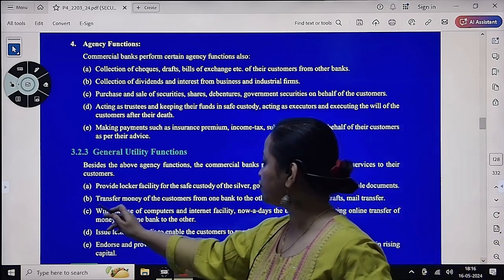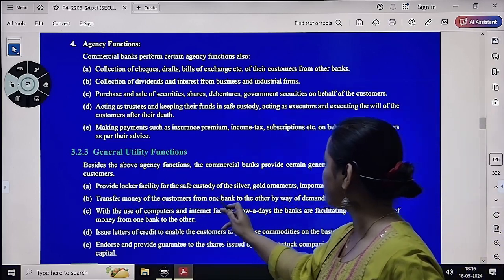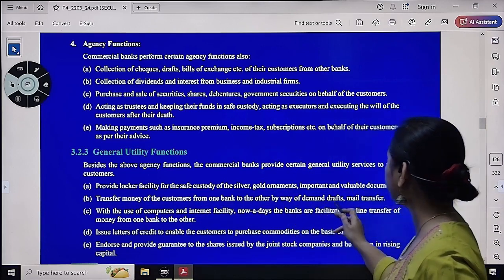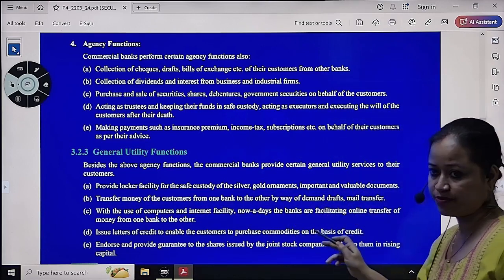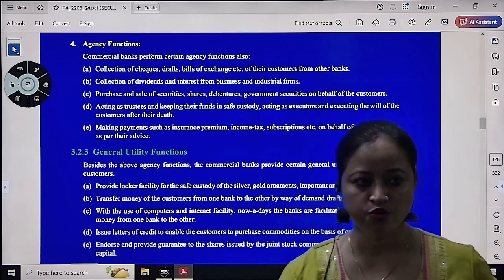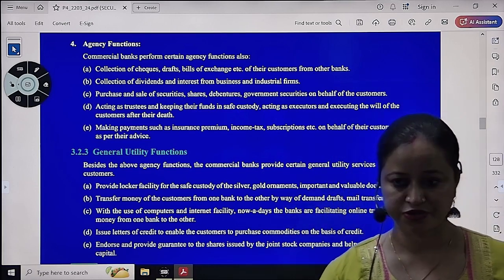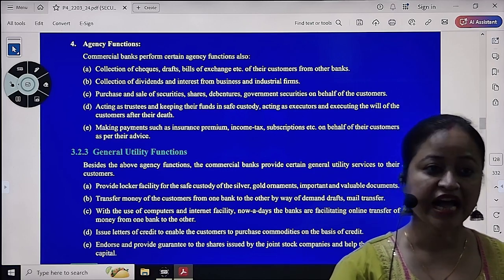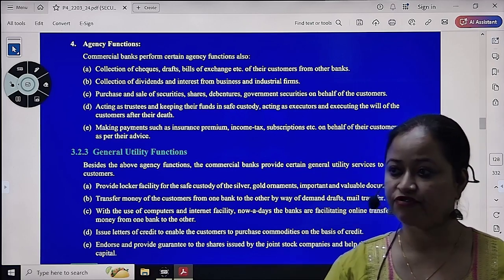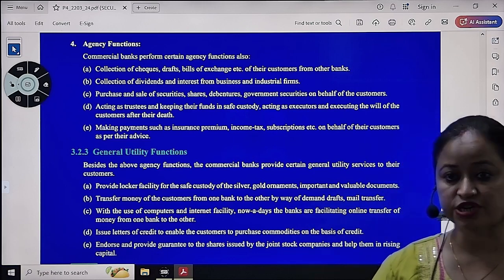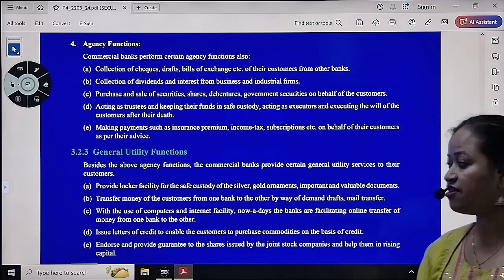Now, number 2 is transfer of money of the customer from one bank to the other by way of demand draft, mail transfer. So banks also transfer money from one person to another person, from one customer to another person. Okay, from one bank to another bank. So transfer of money is also another function.